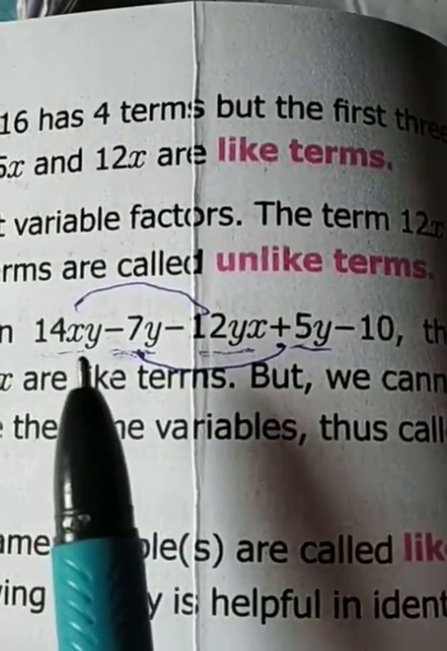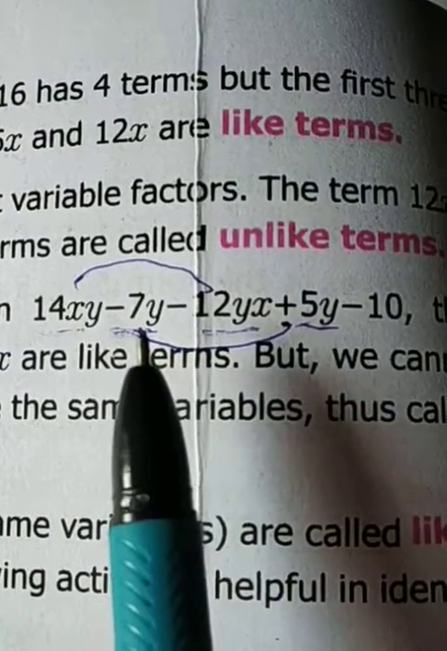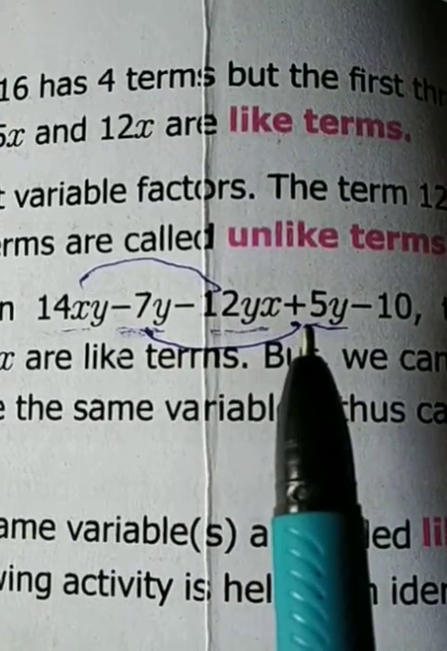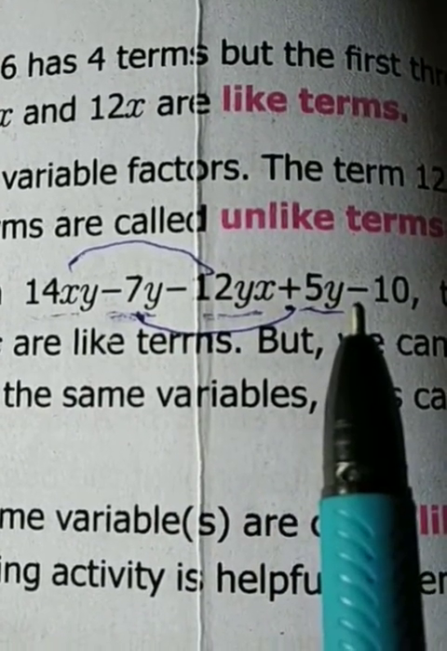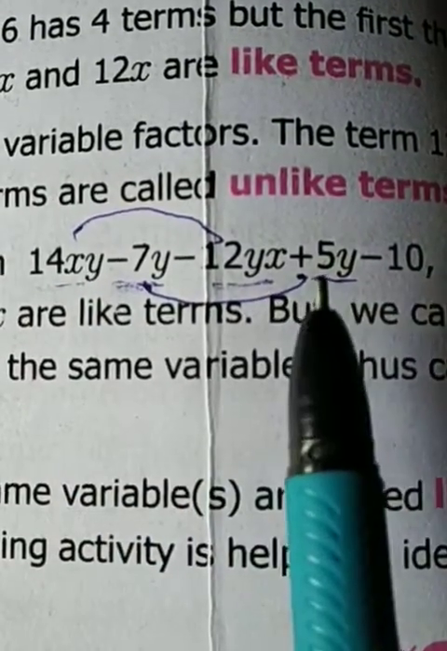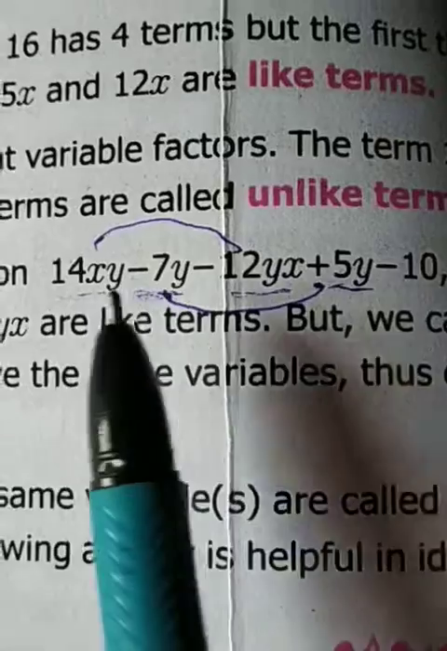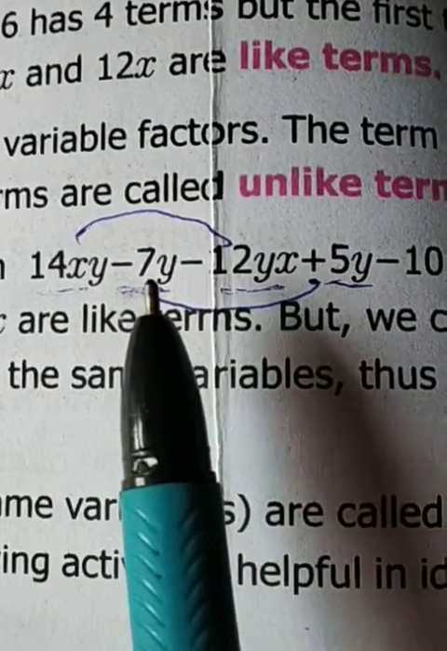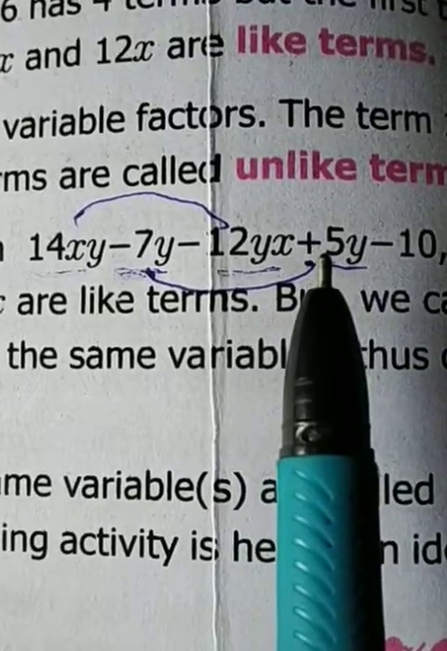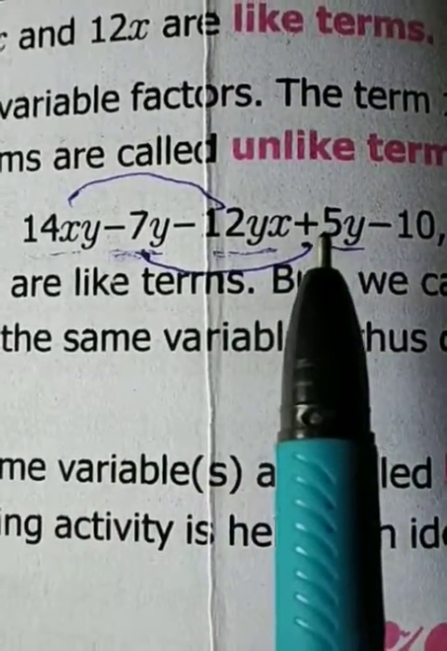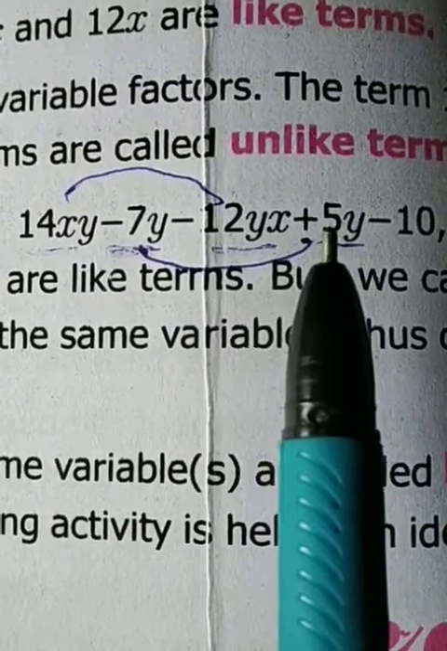Here we are having another expression: 14xy minus 7y minus 12yx plus 5y minus 10. How many terms are here? 1, 2, 3, 4, 5. Five terms are here. Among these five terms, minus 7y and plus 5y are called like terms because these two terms have the same variable.